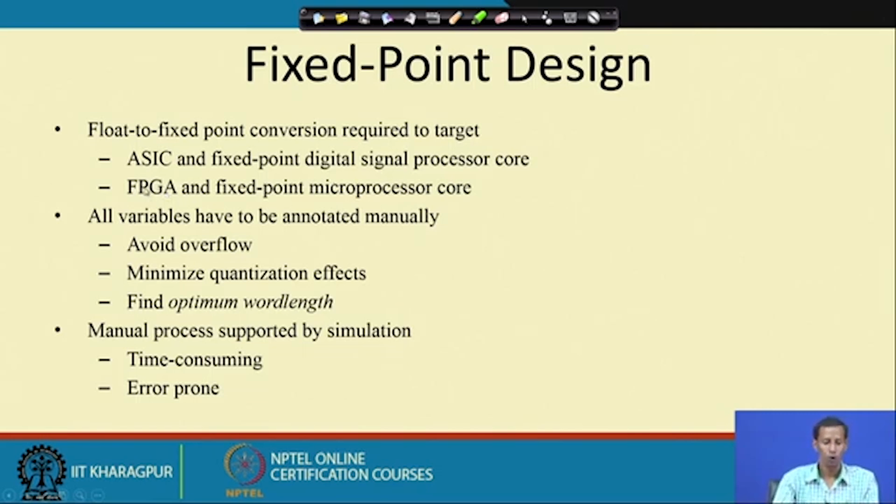Here, whenever we do that, all the variables have to be annotated manually. Why do I need to annotate manually? To avoid overflow, to minimize the quantization effects, and to find the optimum word length for implementation. What is the meaning of these three lines?